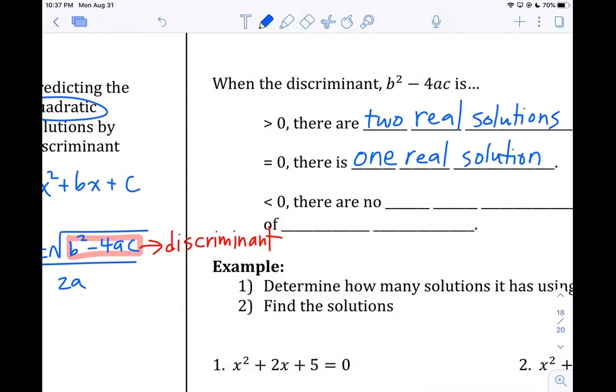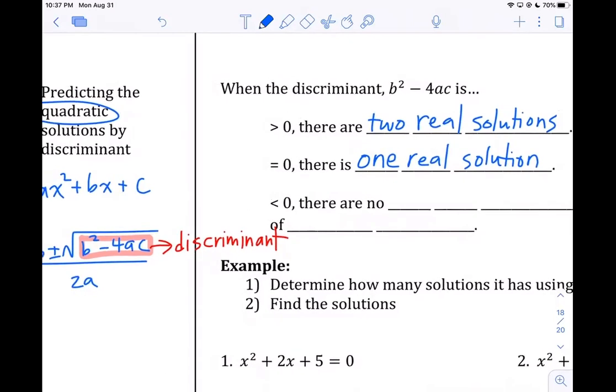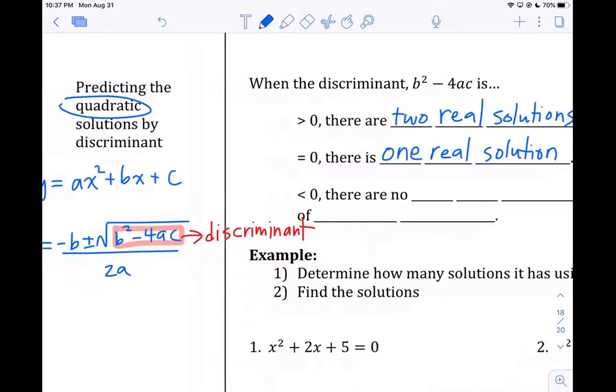And then that comes to the last question. If inside the square root is less than 0, then what kind of solution will we have? Well, if it's less than 0, that means it's a negative number, and we cannot square root a negative number. That means we will have to use i, which is an imaginary number. So then there are no real solutions.